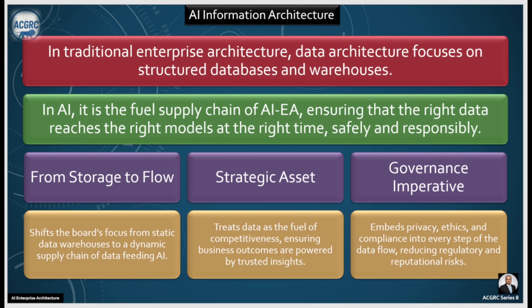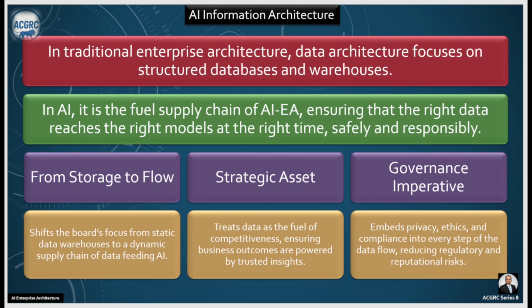In traditional enterprise architecture, data architecture focuses on structured databases and warehouses. In AI, it is the fuel supply chain of AI EA, ensuring that the right data reaches the right model at the right time, safely and responsibly. From storage to flow, it shifts the board's focus from static data warehouse to a dynamic supply chain of data feeding AI. From a strategic asset perspective, it treats data as the fuel of competitiveness, ensuring business outcomes are powered by trusted insights.